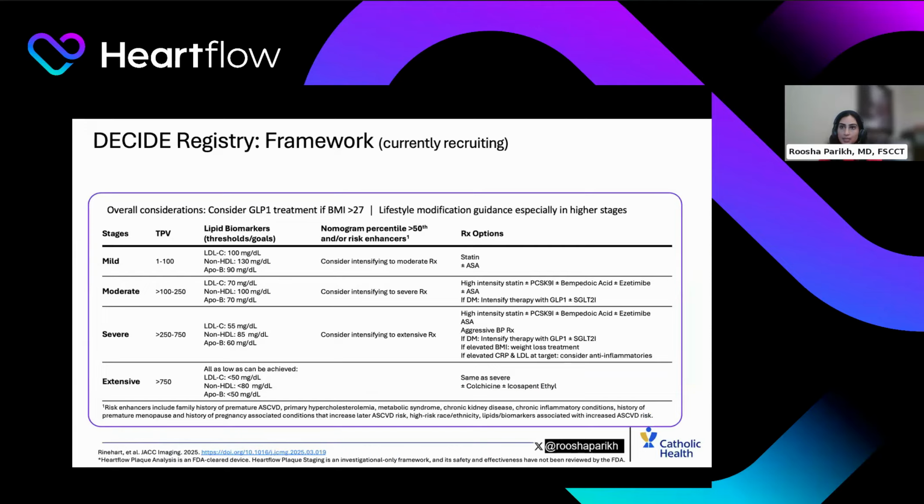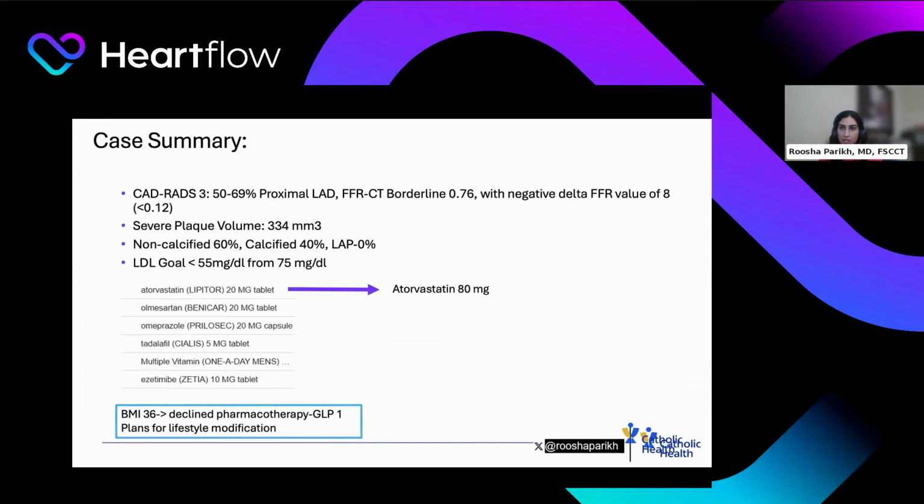So this is a slide showing the DECIDE registry framework, and we'll see how our patient fits in. So total plaque summary was 334 millimeter cubes. So that comes in the severe range. So summary of this case, we have CAD-RADS 3 with the 50 to 69% proximal LAD stenosis, FFRCT values being borderline at 0.76 with the negative delta FFR value of 0.08, severe plaque volume of 334 with the distribution of non-calcified 60%, calcified 40%, low attenuation plaque 0%.